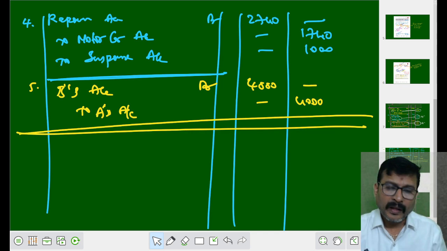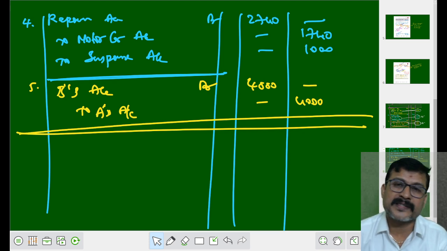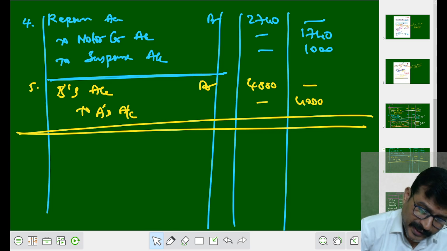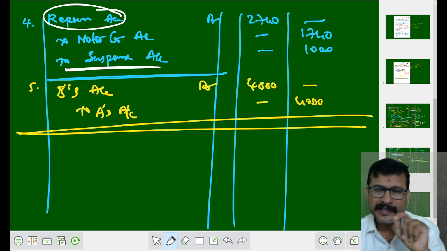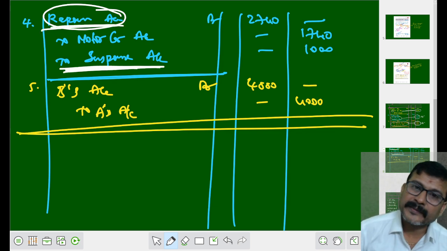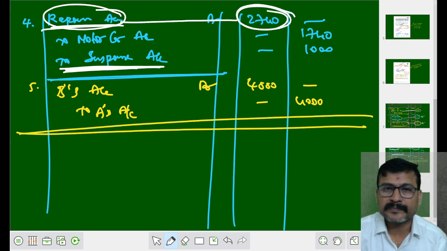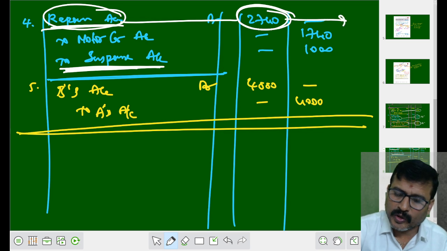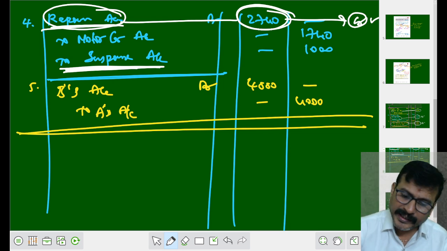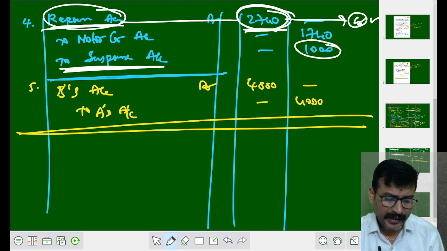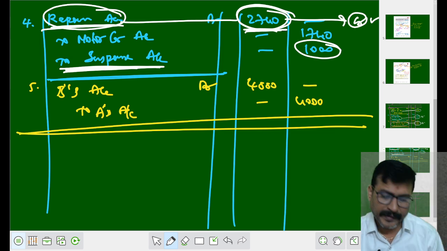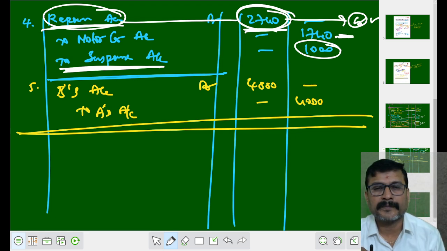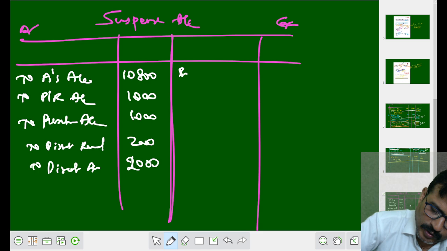Then repairs account debit, to motor car, to suspense account. See, in suspense account we have to write repairs. Very important, my dear student, when you pass the entry in suspense account. Repairs is in the debit side of journal, so it goes to the credit side of ledger. How much amount? Is it 2700? Is it 1000? See, out of repairs of 2740, please listen, 1740 belongs to motor car. Only 1000 rupees belongs to suspense account. So how much do we have to write? Only 1000 rupees.